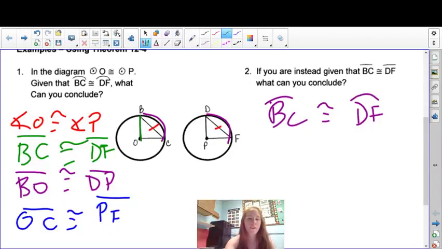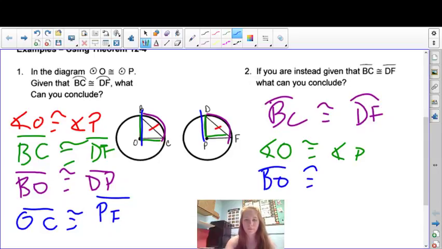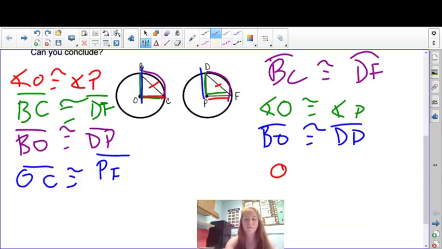We can also say that my angle is congruent. So angle O, I apologize, is congruent to angle P. I can continue saying that BO is congruent to DP, OC and PF. Oops, starting to write on my face. And I believe that's all I've got.